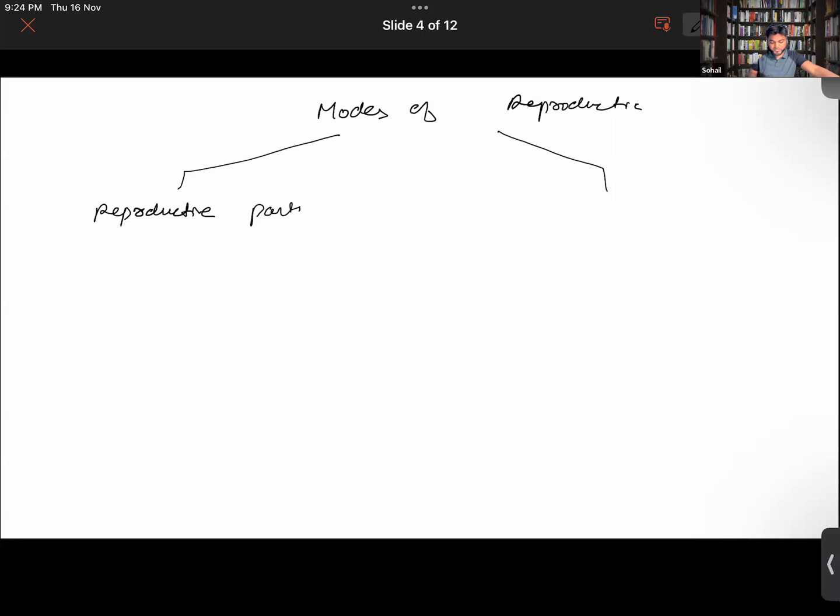What I just said is that there are two modes of reproduction in plants. The first one is reproduction using the reproductive parts, and the second one is reproduction using the different parts of the plants. Like you could be using the stems, the roots, or the leaves also. That would be called vegetative propagation.